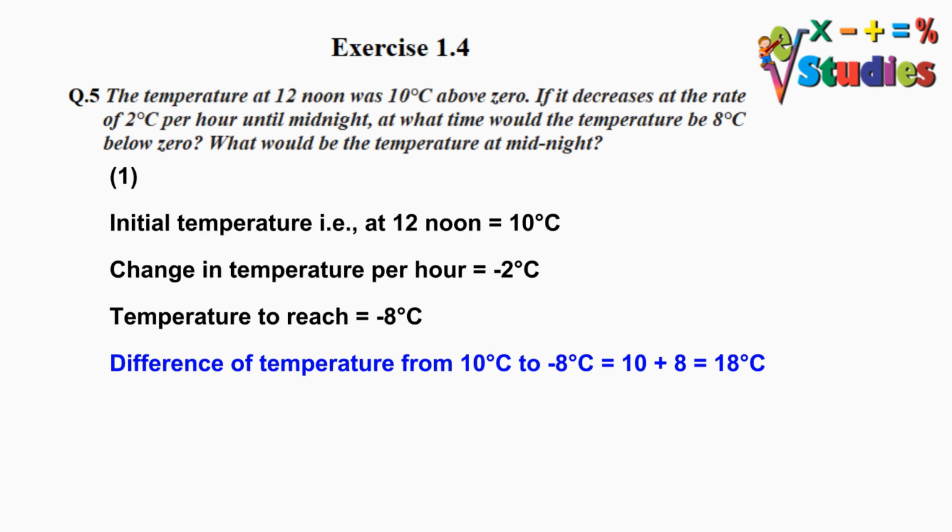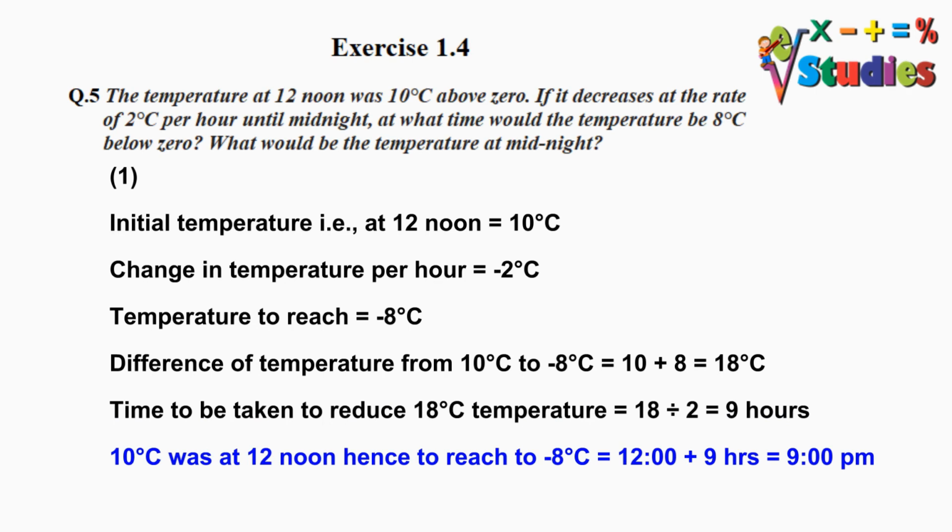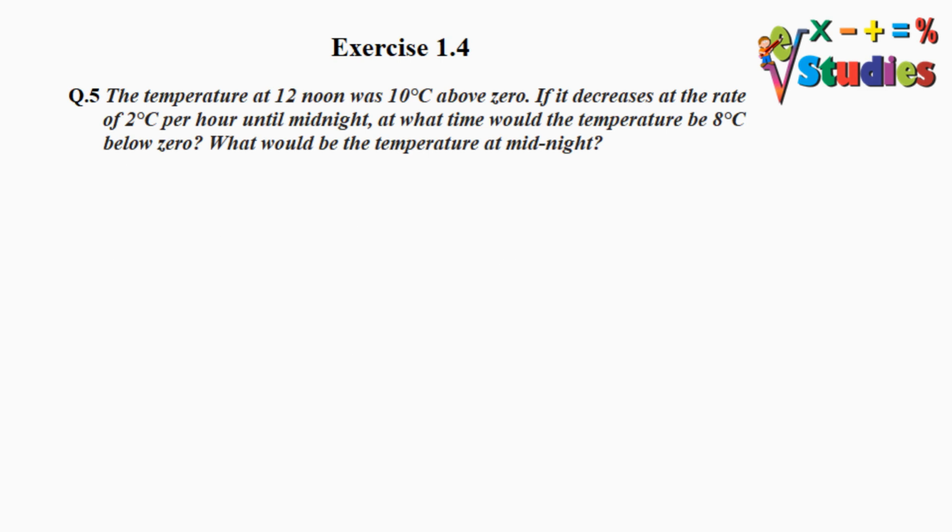Students, please remember, here we are not performing subtraction. We are performing addition here to find out the difference of the degrees between 10 degrees and negative 8 degrees Celsius. As we know that temperature drops by 2 degrees every hour, we have to drop 18 degrees. So 18 degrees divided by 2 will give us 9 hours. So to reach 8 degrees below zero, it will take 9 hours if it goes at a rate of 2 degrees per hour. Now looking at the second part of the question.